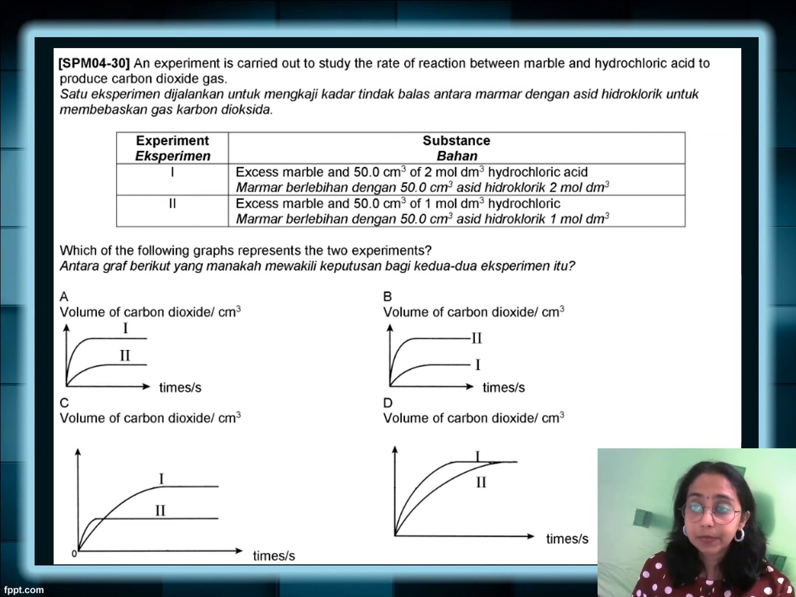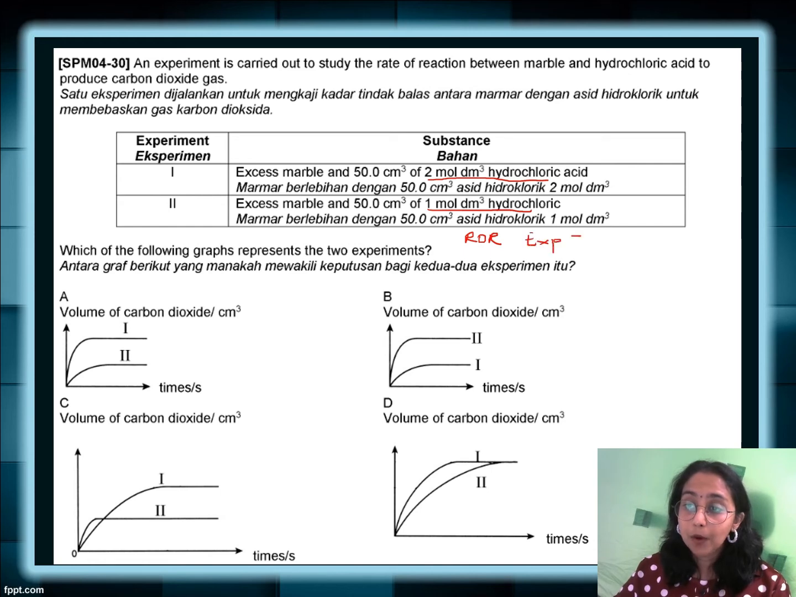Experiment 1, excess marble, 50 cm cube of 2 molar hydrochloric acid, and experiment 2, excess marble with 50 cm cube of 1 molar hydrochloric acid. As you can read here, you can see the difference is 2 molar hydrochloric acid, 1 molar hydrochloric acid. That means the factor will be concentration. And based on the concept of concentration you have learned, the higher the concentration, the higher the rate of reaction. In that sense, we can draw the conclusion that the rate of reaction of experiment 1 is greater than experiment 2.